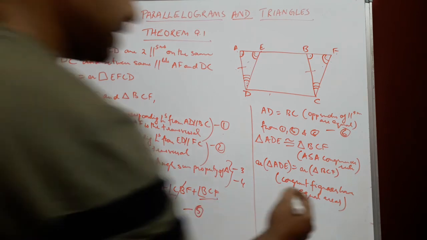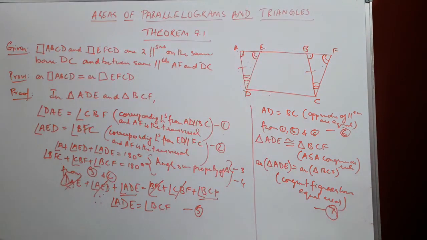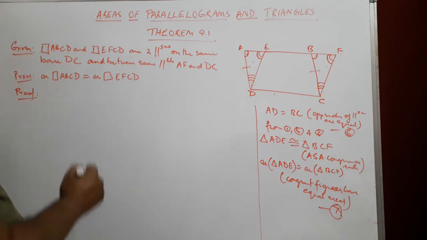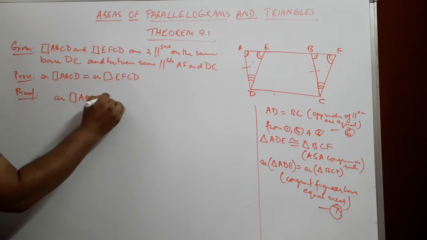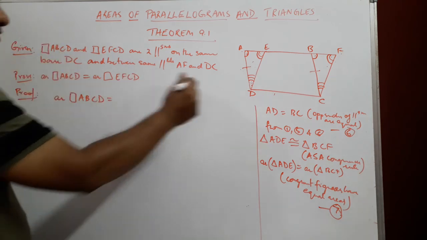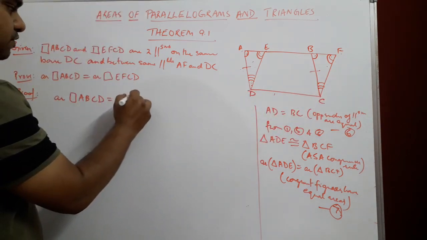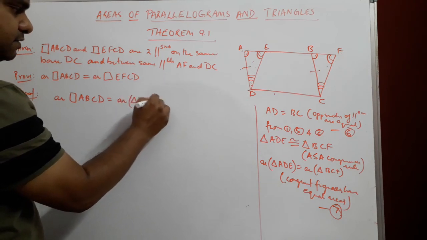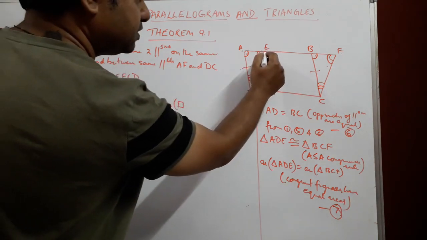And I'll mark this as number 7, and I'll just erase this part. Coming to area of quadrilateral, what we actually need. So area of parallelogram or quadrilateral ABCD can be written as, so which one is ABCD? ABCD. It can be written as area of triangle ADE plus area of quadrilateral, this remaining part, EBCD.